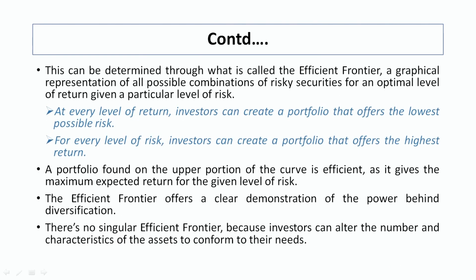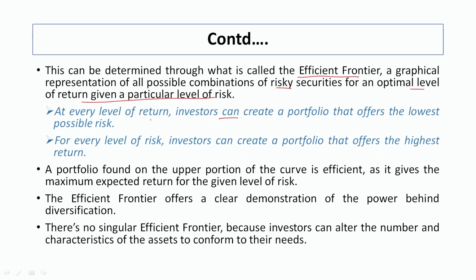So this can be determined through what is called the efficient frontier, a graphical representation of all possible combinations of risky securities for an optimum level of return at a particular level of risk. So we have already mentioned that at a higher level of risk we are getting higher return, but it depends upon the investor whether he is interested in taking higher risk or not. So again, risk tolerance levels will be evaluated, and on the basis of that an investor decides whether he goes for a higher risk instrument or a lower risk instrument. So at every level of return, the investor can create a portfolio that offers the lowest possible risk.